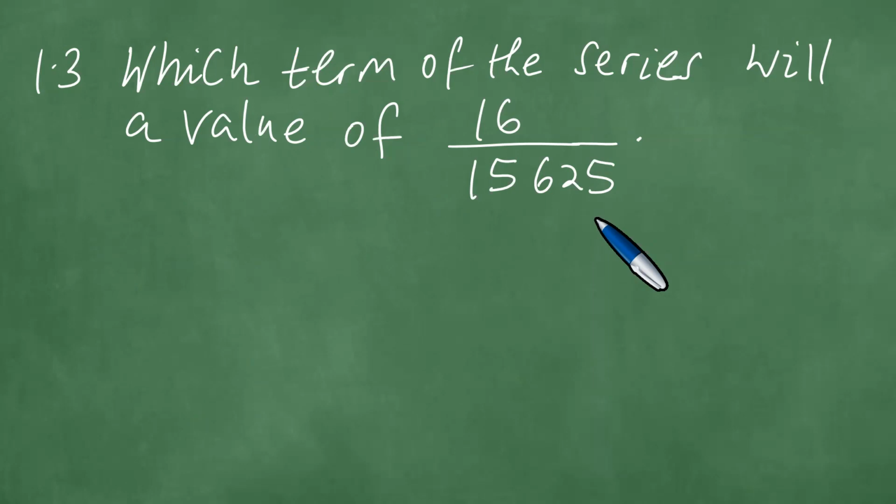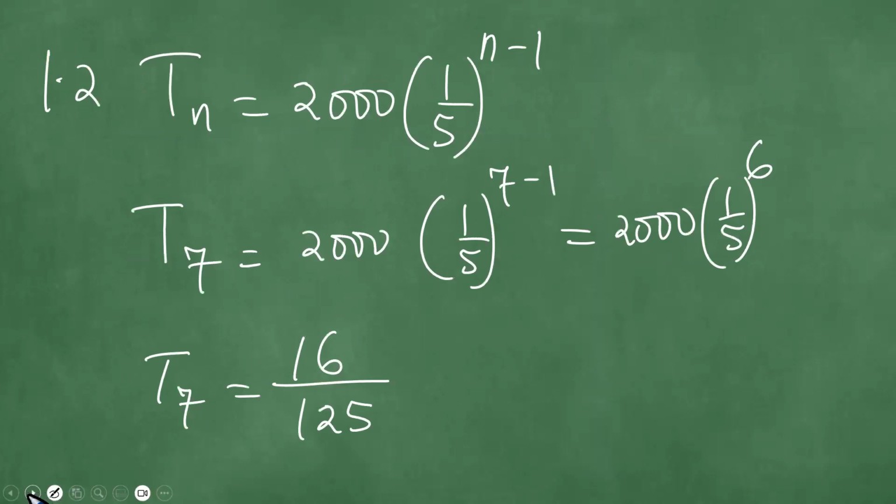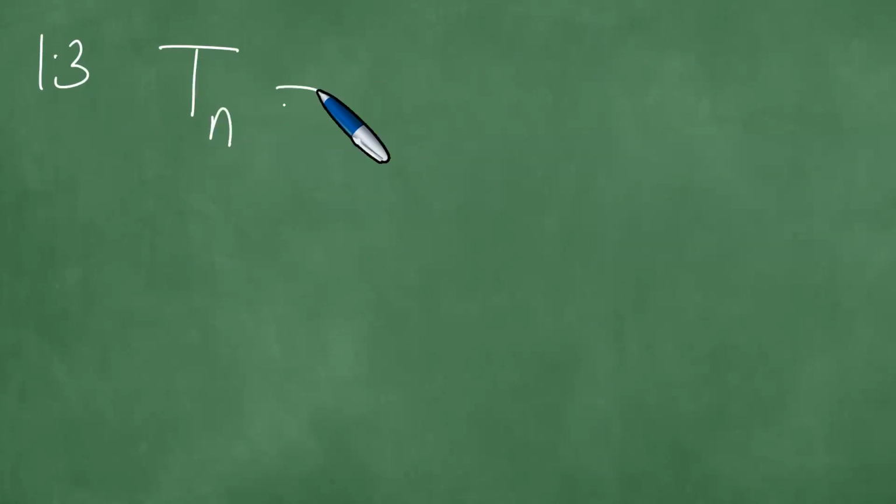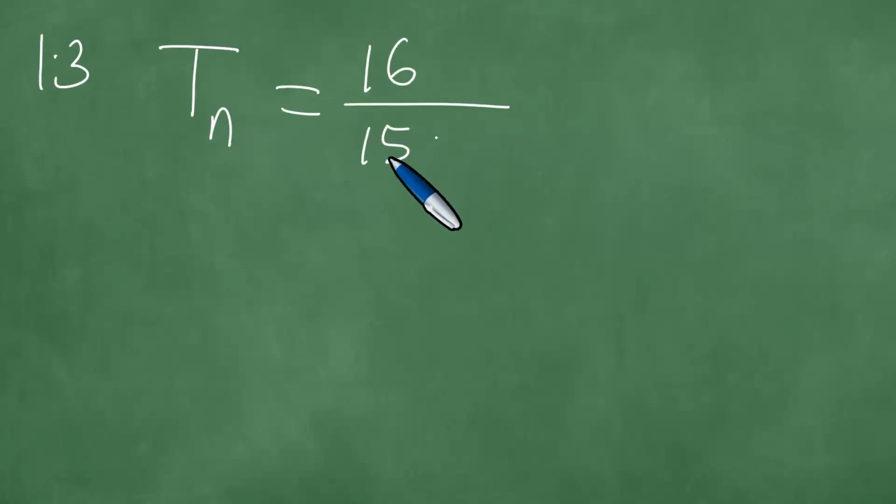Okay. So they're saying which term of the series will have a value of this. They're saying this one is a term. Which term will have the value of this? There is a term that is equal to this. So, which means that in 1.3, there is a term, but we don't know the term, but it is exactly 16 out of 15,625. We don't know what term it is, but the term is equal to this.